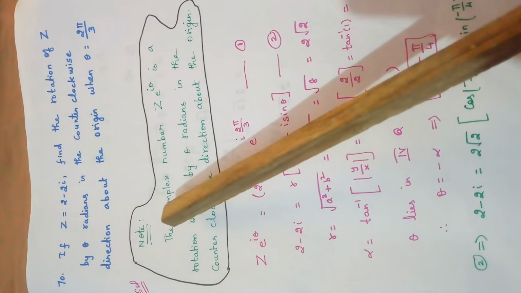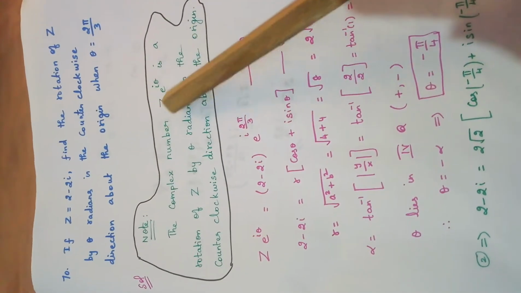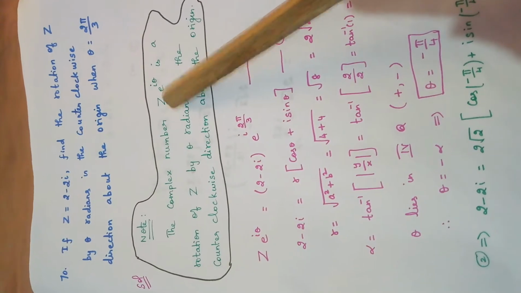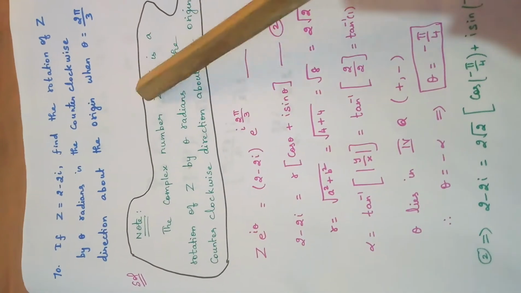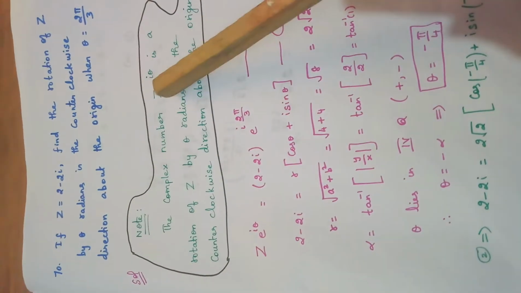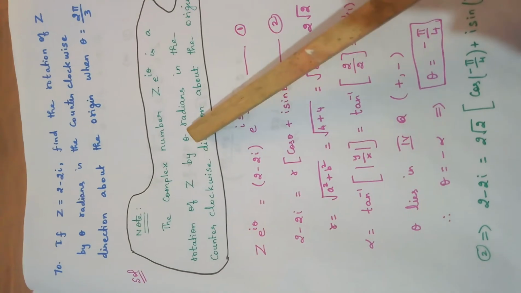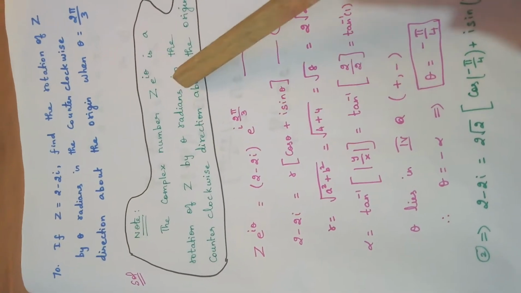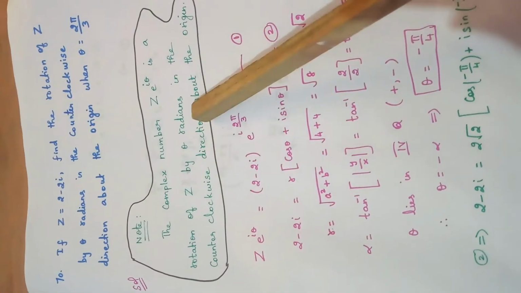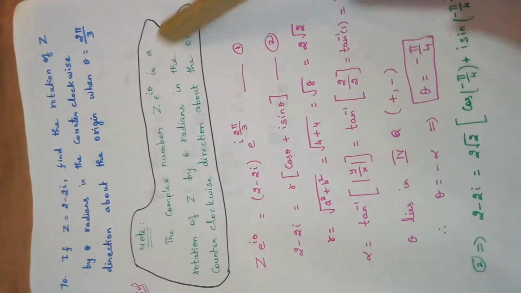What the result says is the complex number z e power i theta, that is, z into e power i theta, is nothing but the rotation of z by how much angle? Theta radians. In which direction? In the counterclockwise direction about the origin. So this is the result that we should know.